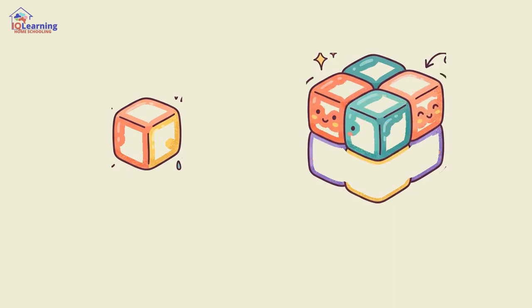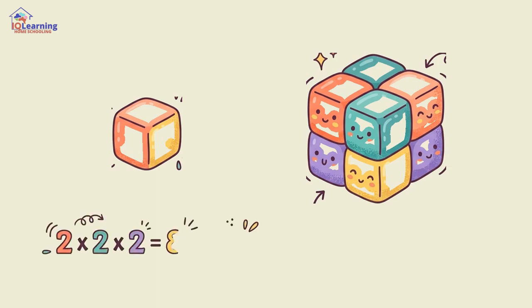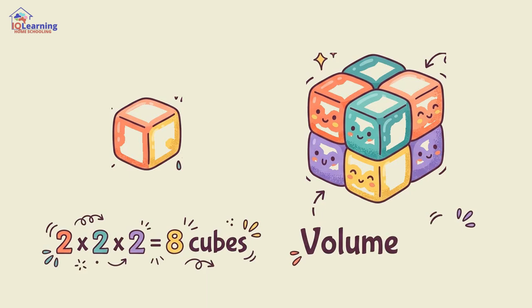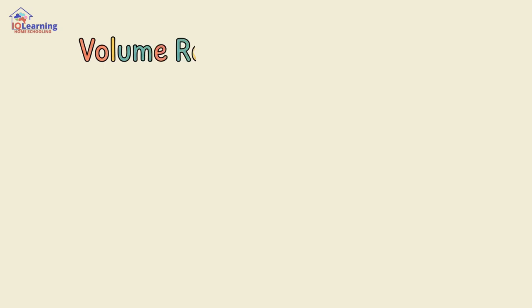Across the front, 2 small cubes fit. Upward, 2 fit again. And going deep into the screen, 2 fit there too. So the large cube is built from 2 times 2 times 2 small cubes. 2 times 2 times 2 equals 8. That's why doubling side lengths gives 8 times the volume. The scale factor gets multiplied 3 times because there are 3 dimensions.